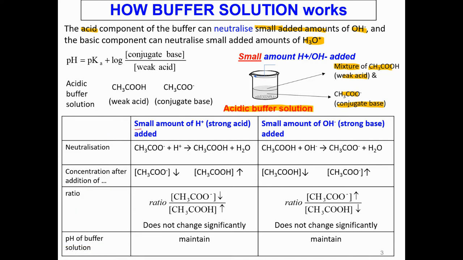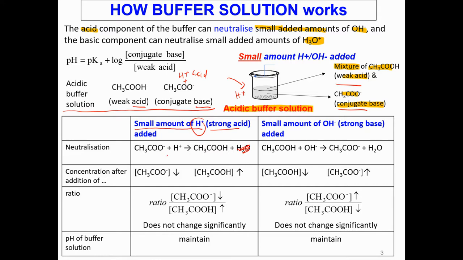When a small amount of strong acid is added, what happens? We have weak acid and conjugate base. So the acid will react with the base, and when acid reacts with base, it is a neutralization. Then it will produce CH3COOH, and also H2O, or you can just write CH3COOH.